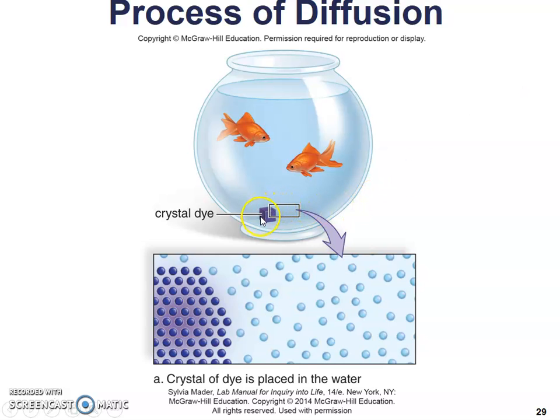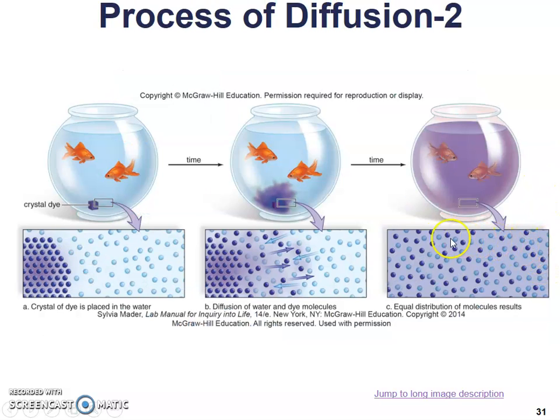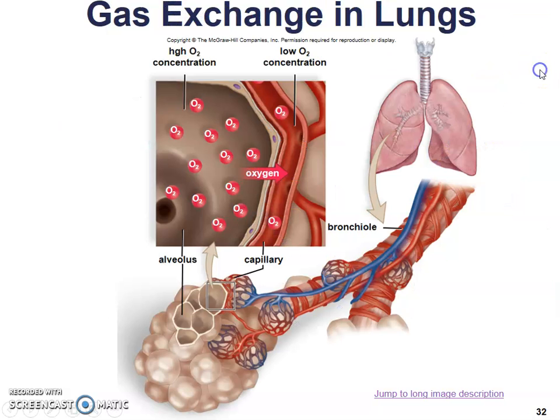So here we have a cube of crystal dye in a fish tank, and it starts out at a very high concentration right here in the cube, and a very low concentration of dye up here where the fish are. Over time, the dye starts to spread out. They are going from an area of high concentration to an area of low concentration. Over time, we will get an equal distribution of water and dye throughout that fish tank. Now, I don't recommend putting dye in your fish tank. It might kill your fish. So, best to leave this just in the diagram, guys.